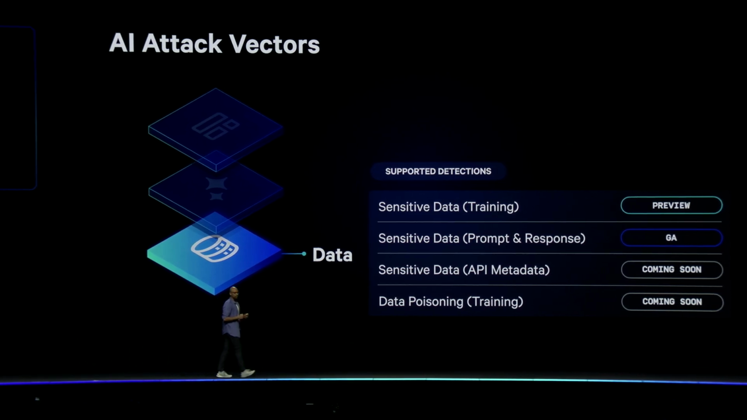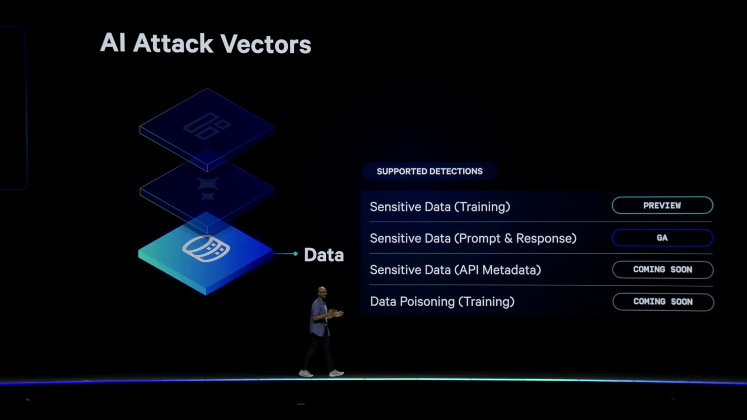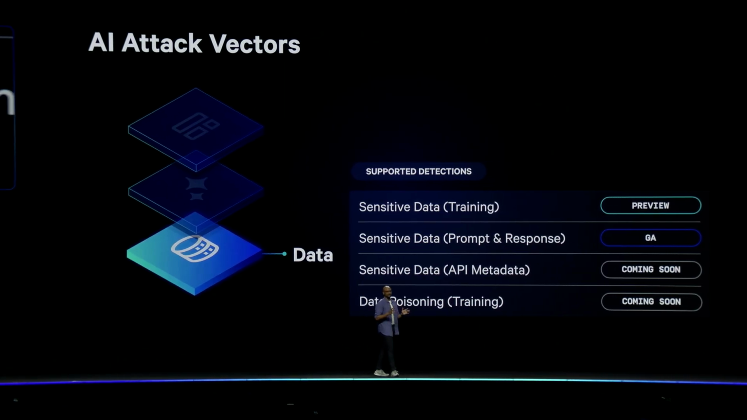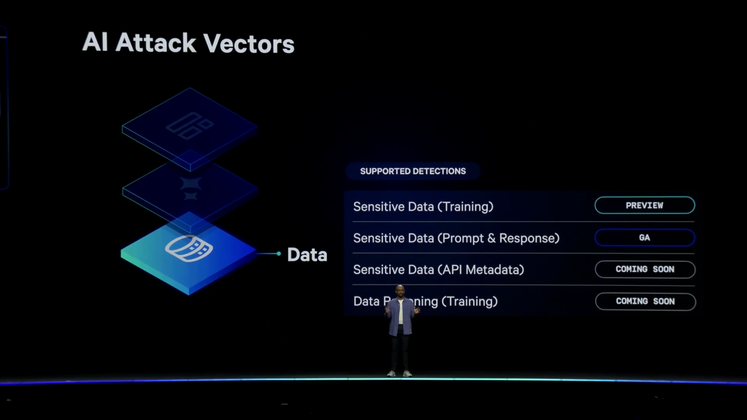And to help you go further, we're expanding support to detect sensitive data in API response payloads and other data poisoning attacks coming later in 2025.